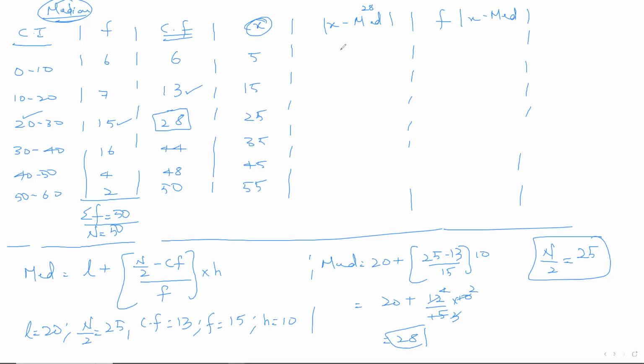23, but then positive. 15 minus 28 is 13. 25, 3, 7, 17, 27. Okay. So this column I filled. Now, once you fill this column, the last column is very simple.